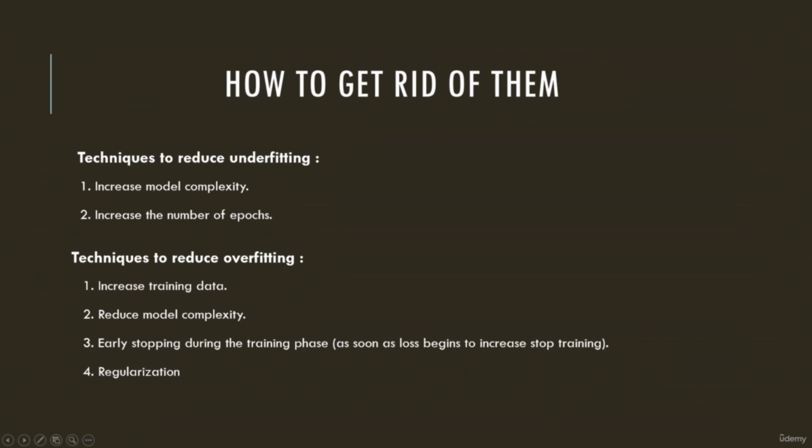model with a larger number of training data. Other techniques are to reduce model complexity, that is to reduce the number of layers or reduce the number of neurons. Early stopping is a technique where we stop the training when we notice the loss is trying to increase. Regularization is a technique which we add to the loss function so that it does not overfit the data. So this was underfitting and overfitting, and we will see more about this in our programming lesson.